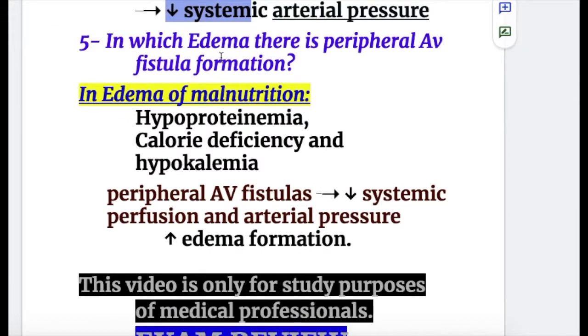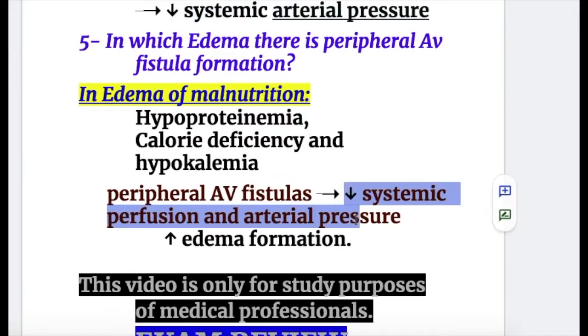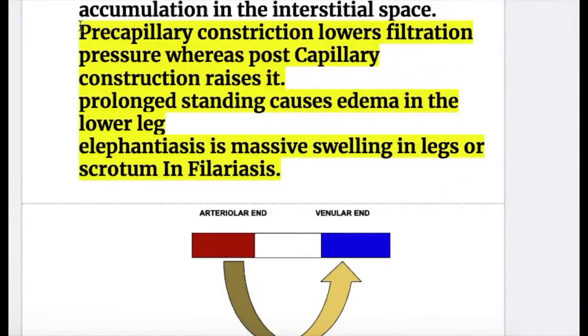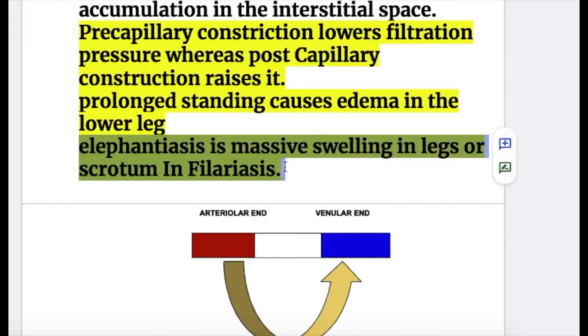Question number 5. In which edema is there peripheral arteriovenous fistula formation? In edema of malnutrition, there is peripheral AV fistula formation that decreases the systemic perfusion and arterial pressure, leading to increased edema formation. Pre-capillary constriction lowers the filtration pressure, whereas post-capillary constriction raises it. Prolonged standing causes edema in the lower leg, and elephantiasis is a massive swelling in the legs or scrotum in filariasis due to lymphatic obstruction.